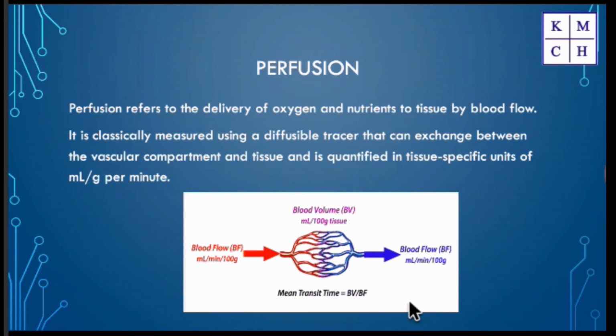So that would be measured in ml per 100 grams of tissue, while the flow rate itself with respect to the brain, called the cerebral blood flow, would be measured in ml per minute per 100 grams. The time taken for it to pass from the arterial to the venous aspect would be the mean transit time.